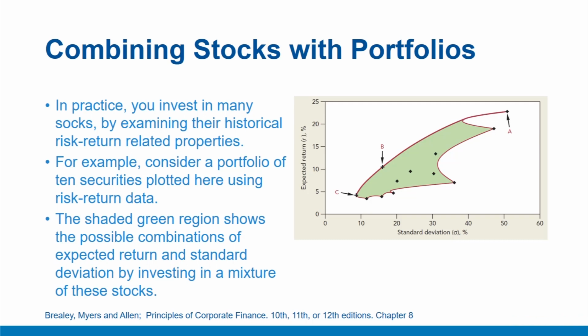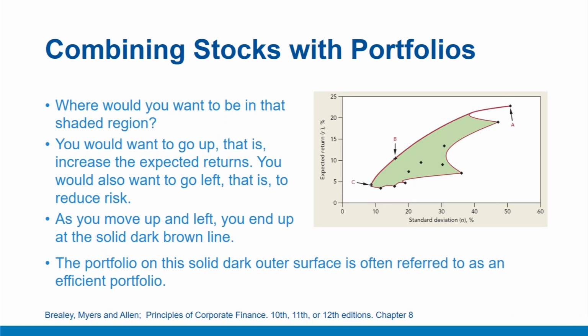In this figure, each diamond shows the expected return and standard deviation of 10 stocks that are selected for the portfolio construction. The shaded region shows the possible combinations of expected return and standard deviation by investing in a mixture of these stocks. Observe the possibilities available to you as an investor. You can obtain any position in the shaded region, but where would you want to be in that shaded region? This is an extremely interesting problem: in which direction would you want to go in the shaded region?